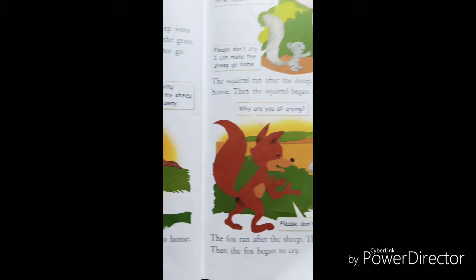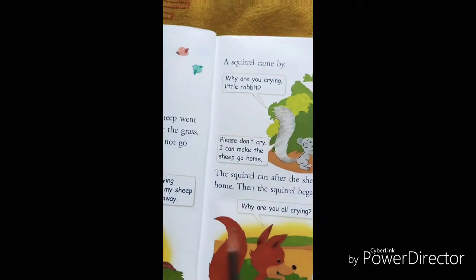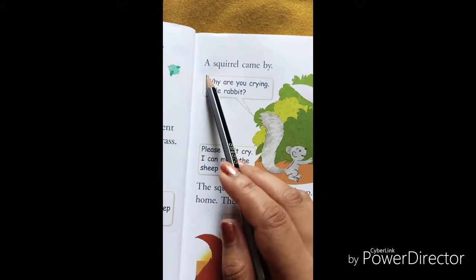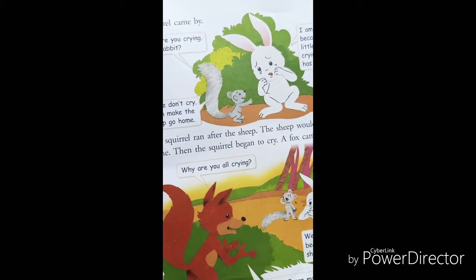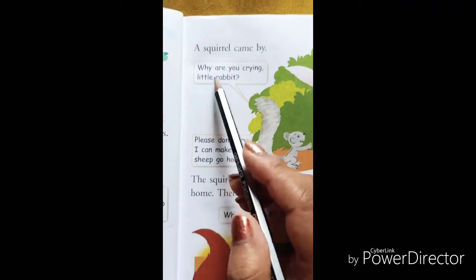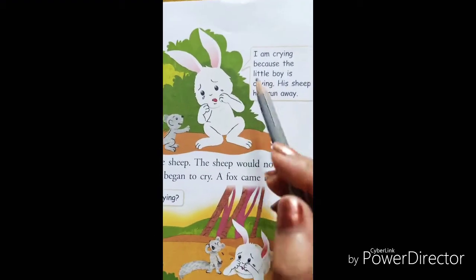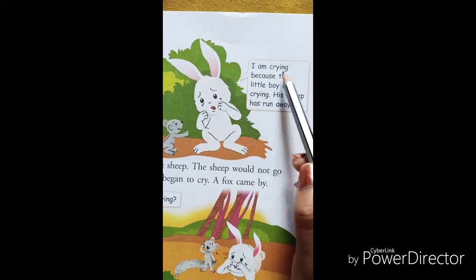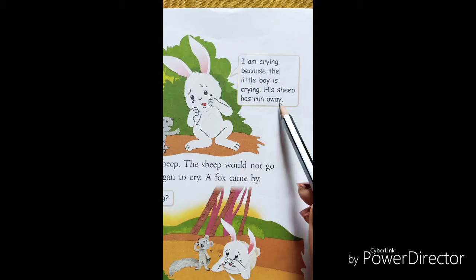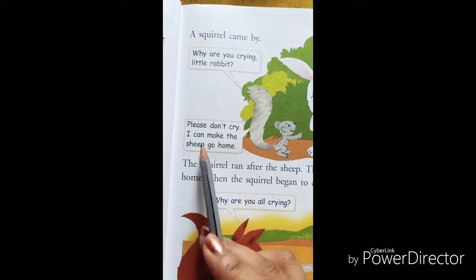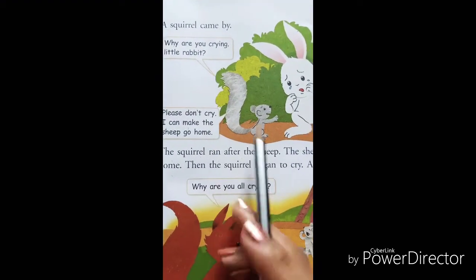Now the students come to page number 11 and do repeat after me. Then what happens? A squirrel came by. So these are the conversations between rabbit and a squirrel. Why are you crying, little rabbit? Rabbit said, I am crying because the little boy is crying. His sheep has run away. The squirrel said, please don't cry. I can make the sheep go home.